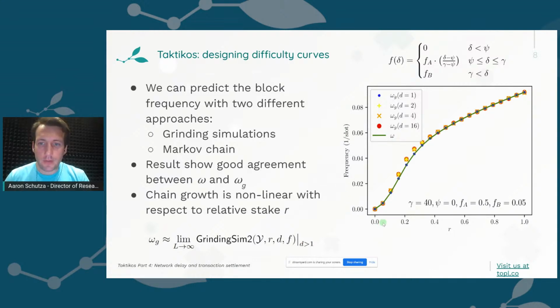So block frequency is on this axis, relative stake on this axis. We're using R to denote relative stake in this context. And notice that the frequency itself is nonlinear with respect to R. Whereas in a proof of work setting, where the resource is compute power, the trend is linear. So we're interested in comparing this nonlinear trend with a linear trend in the numerical model. Now the degree to which this trend is nonlinear guides us in how we want to design the difficulty curve as well.